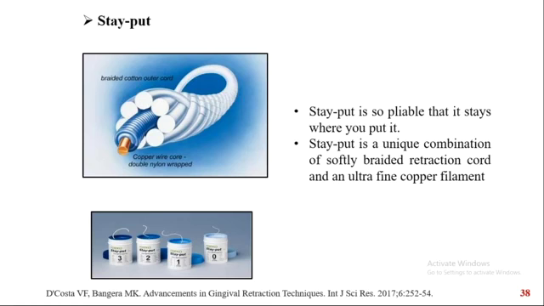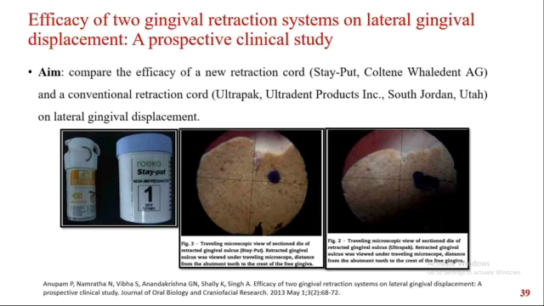in achieving adequate hemostasis. Now, a study was done to evaluate the lateral gingival displacement obtained by two retraction cords, that is Stay Put, and a conventional retraction cord, that is Ultrapak. After the gingival retraction was done, the impressions were made, the dies were poured, and the casts were retrieved. The casts were sectioned buccolingually to measure the lateral gingival displacement using a microscope.